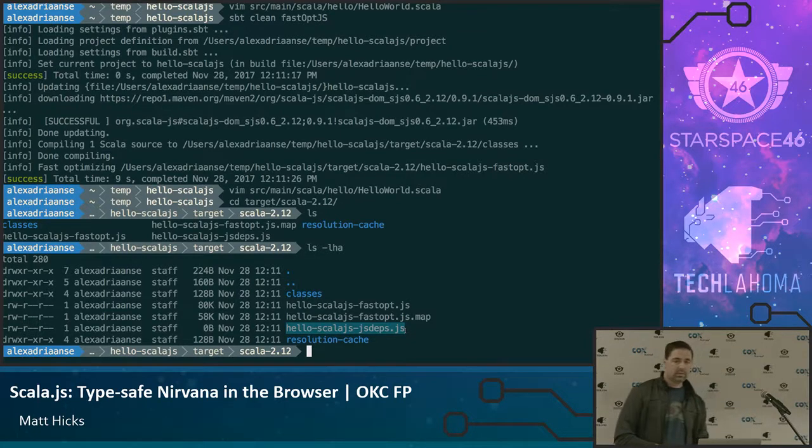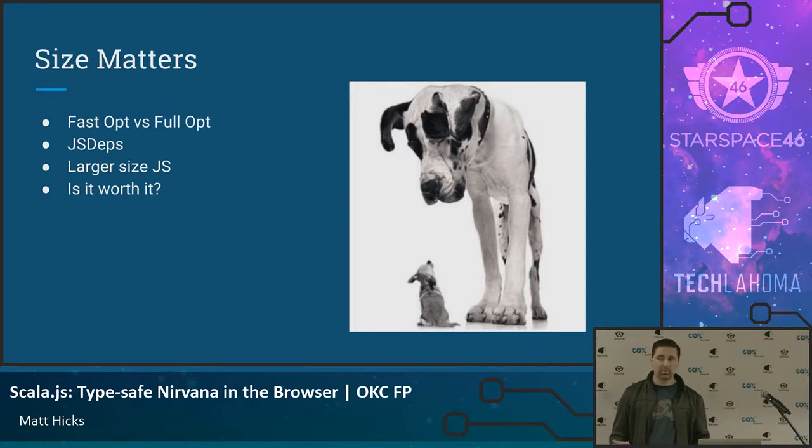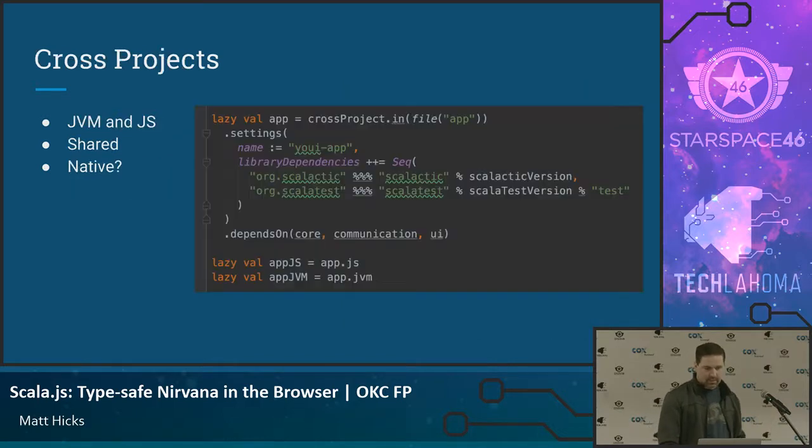Make sense? Okay. So that's what JS deps is, and it becomes very helpful whenever you're writing facades around existing JavaScript libraries, because there's a lot of that you have to do unless you want to reinvent the world, because there are a lot of really cool JavaScript libraries out there that haven't switched to Scala.js yet for some reason. Okay, so cross projects.